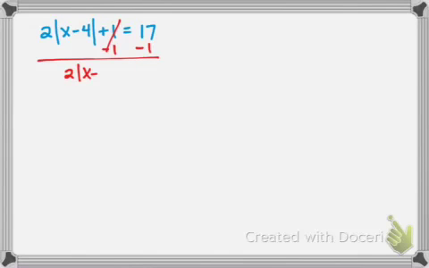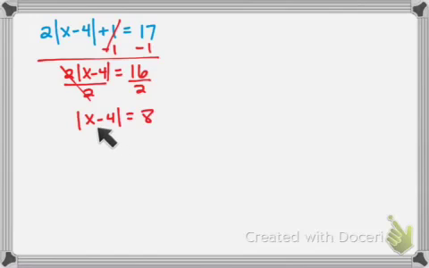When I subtract 1 from both sides, I'm left with 2 times the absolute value of x minus 4 equals 16. Now all I have left is the times 2, so I'm going to divide both sides by 2. That leaves me the absolute value of x minus 4 equals 8. Now I'm done with step 1 because I've isolated my absolute value. And now I know what the absolute value is equal to. It's equal to positive 8.